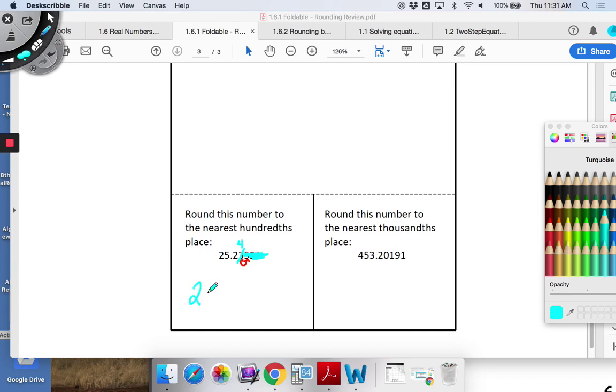So it would be 25.24. Or if you say it all mathy, 25 and 24 hundredths. Okay? Now we're going to go thousandths. So we underline the thousandths place. So it goes tenths, hundredths, thousandths. Then we look next door. Is that 5 or more? Yes, so we need to raise this to a 2 and give a haircut. So it's going to be 453.202.